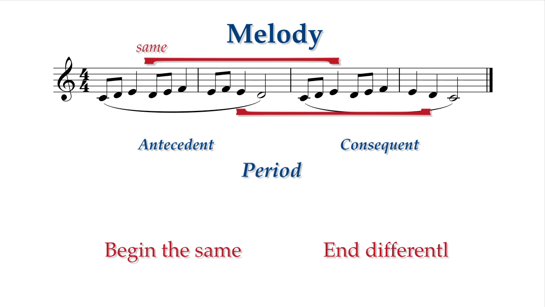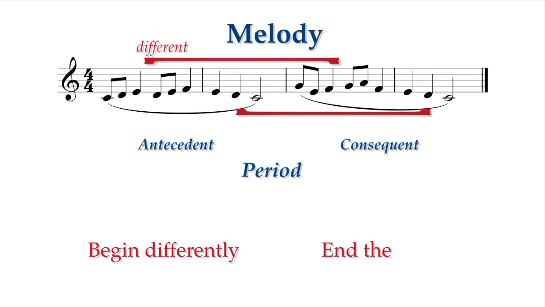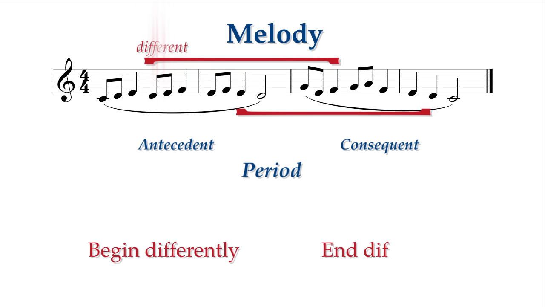If two phrases begin the same but end differently, we say the phrases are parallel. If two phrases begin differently but end the same, we say the form is rounded. If two phrases begin differently and end differently, they are completely different, and we say they are contrasting phrases.